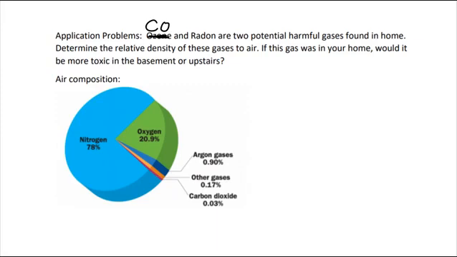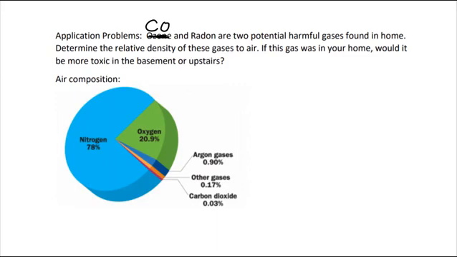I love it. Okay, so let's look at one of these application problems now. Not ozone, that should be carbon monoxide. Carbon monoxide and radon are two potential harmful gases found in your home. Determine the relative density of these gases to air. If this gas was in your house, would it be more toxic in the basement or upstairs?